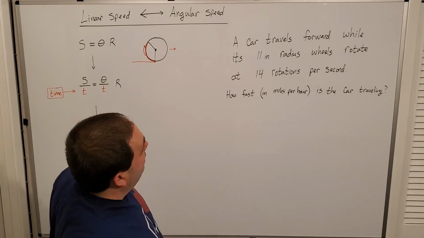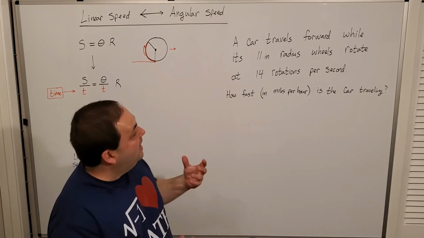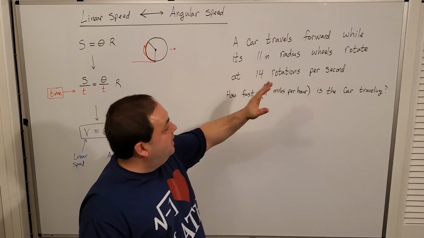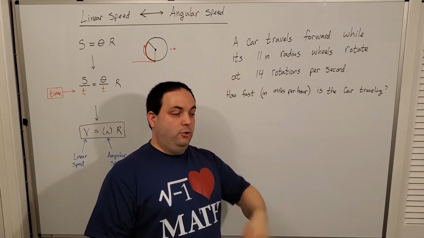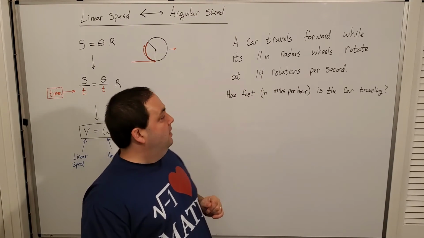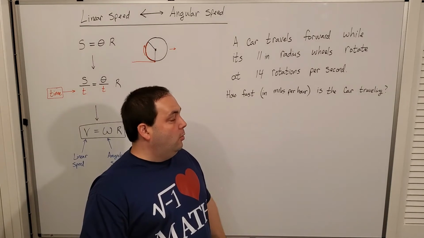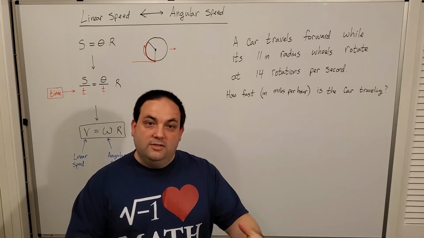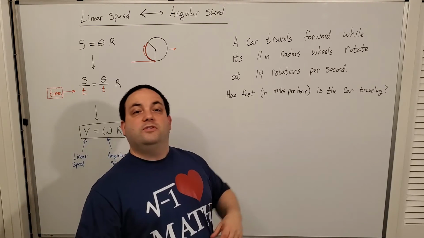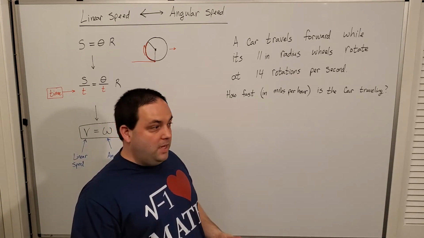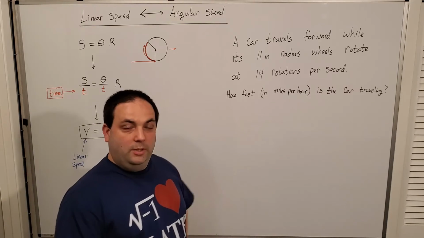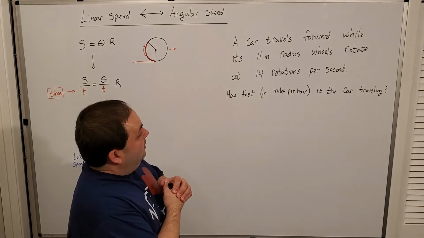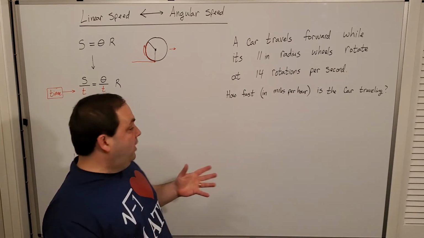So example, a car traveling forward with 11-inch radius wheels that are rotating at 14 rotations per second, 14 full rotations every second. How fast in miles per hour is the car traveling forward? Because of course the car is connected to the wheel and the wheel is traveling forward, so hopefully the car and the wheel are the same speed, or else this is a much more interesting problem of a crazy accident or something. Okay? So let's start with, what's the omega?